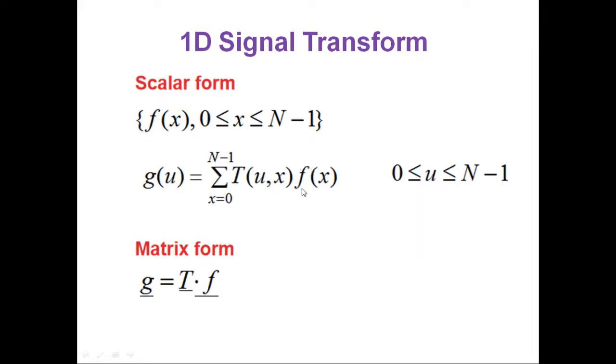Since there are n points in the given signal, there are n frequency points in the transform domain. That is why when x is varying from 0 to n minus 1, we are getting frequency points u varying from 0 to n minus 1. So in order to compute this transform using MATLAB, we can go for a matrix implementation. G is the transform which is given by T into F. It can be easily implemented using MATLAB.